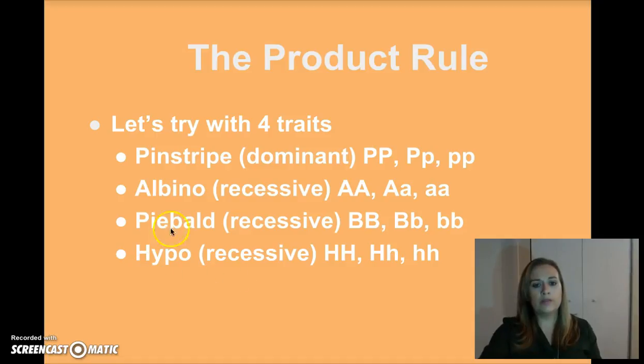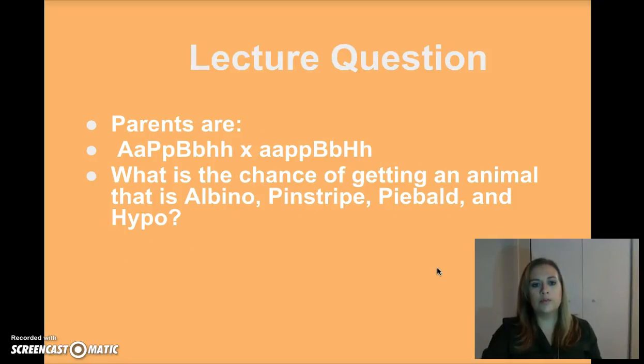Here we have pinstripe, we have albino, and here we have piebald, which is going to be the blue. Piebald is recessive, and then hypo is also recessive. So piebald would be little b, hypo would be little h. Now, here are your parents. This is your lecture question. I want you guys to give this a try.